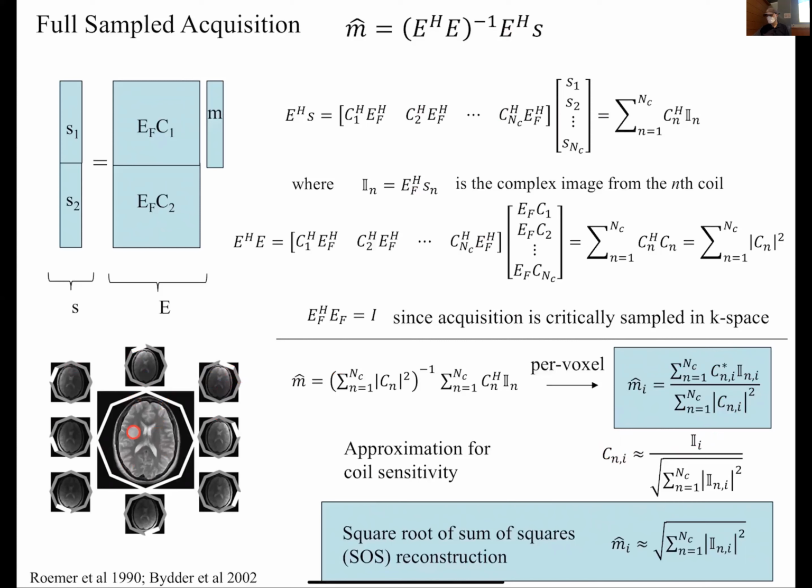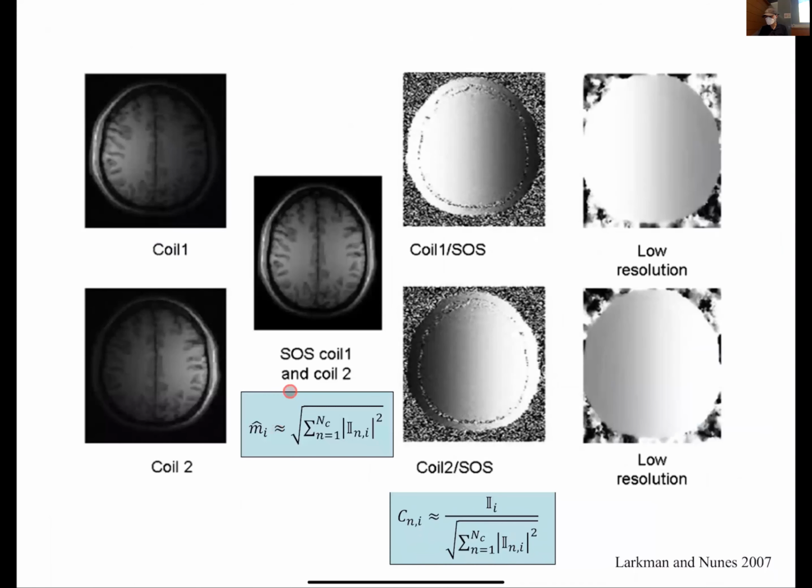And it turns out if you do that, you end up with a very simple but widely used approximation for how to combine these coil images. It says take all these images, square each one, sum them all up, and then take the square root. Okay, so that's known as square root of sum of squares, or SOS reconstruction. And so you'll be asked on the homework to compare that to the ideal. And let's look at some examples of that.